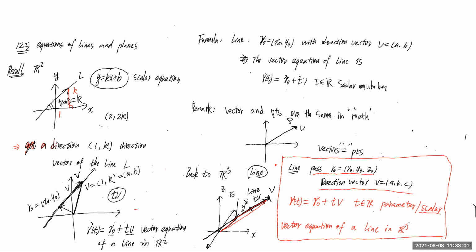Because from R2 to R3, in general, there's some gap. For example, in R2 we have this kind of stuff, right? But in R3, we don't have that. Okay.